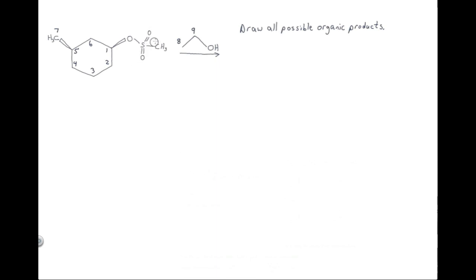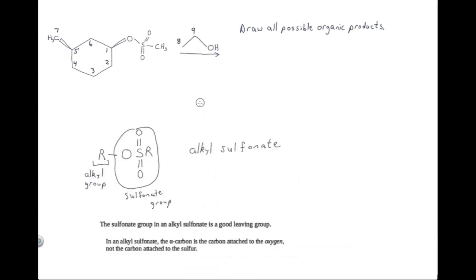Well, do you recognize what this group is? I hope you know that this is the general structure of an alkyl sulfonate. So this is an example of an alkyl sulfonate. Remember that alkyl refers to carbon chain. This would be the alkyl group, and this is the sulfonate group.